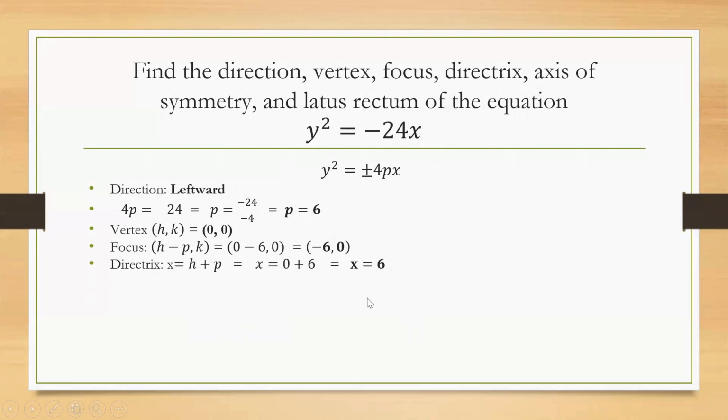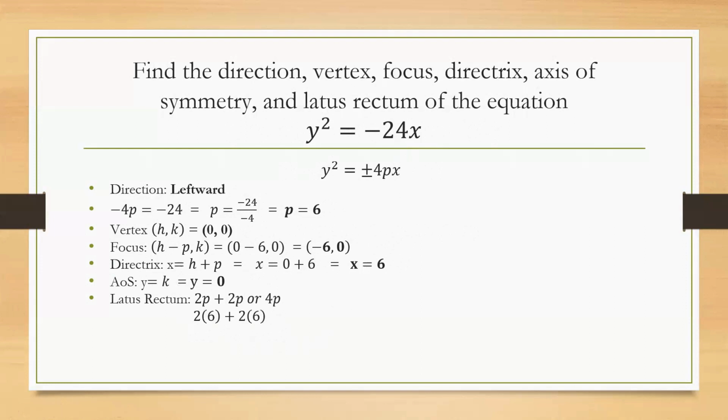For our directrix, again, do the opposite operation. So that will give us x equals h plus p. So 0 plus 6, that's x equals 6. For our AOS, we look at the variable being squared, which is y. So y equals k, which is basically 0. So y equals 0. That's our answer. For our latus rectum, again, simply put in the values for p.